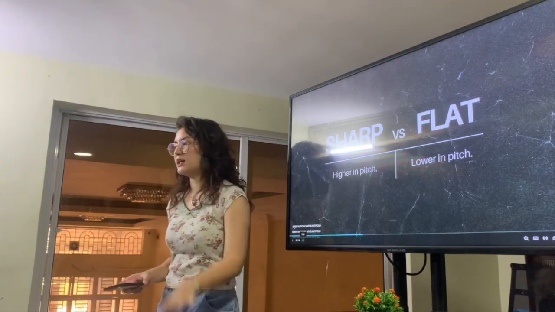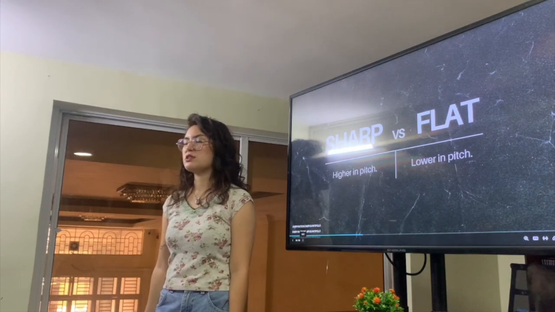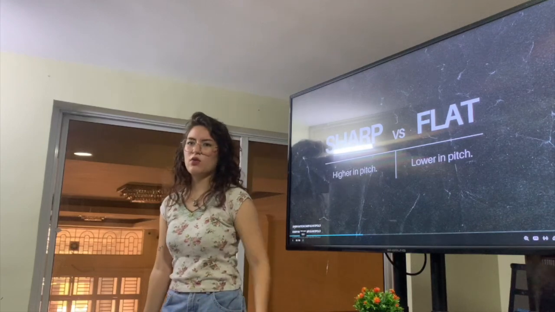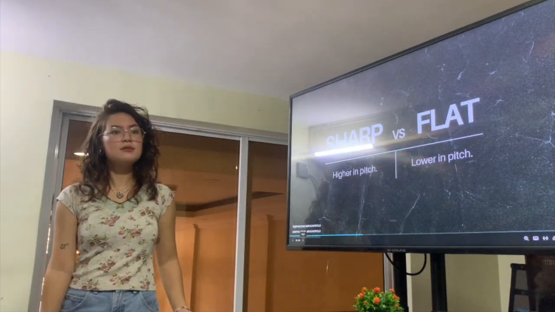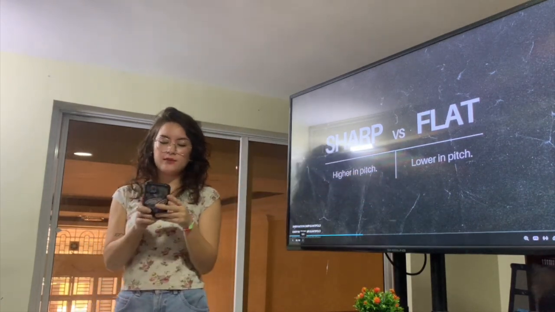So when we sing in a lower pitch or flat, this can remove the brightness of the song and make it draggy. So sometimes when someone's singing karaoke, the song feels a little draggy or not very bright. It's because they're probably singing in a lower pitch. They're probably singing flat.